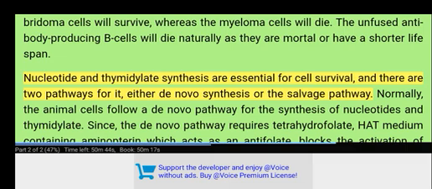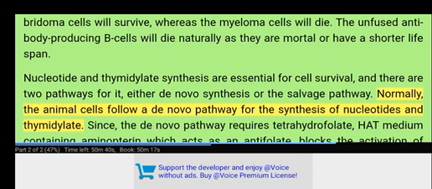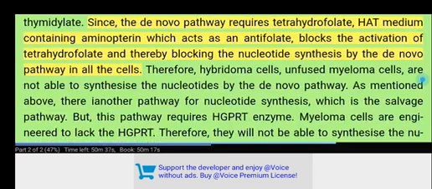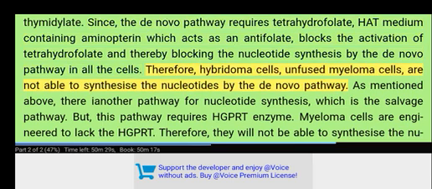Nucleotide and thymidylate synthesis are essential for cell survival, and there are 2 pathways for it, either de novo synthesis or the salvage pathway. Normally, the animal cells follow a de novo pathway for the synthesis of nucleotides and thymidylate. Since the de novo pathway requires tetrahydrofolate, HAT medium containing aminopterin, which acts as an antifolate, blocks the activation of tetrahydrofolate and thereby blocks the nucleotide synthesis by the de novo pathway in all the cells. Therefore, hybridoma cells and unfused myeloma cells are not able to synthesize the nucleotides by the de novo pathway.